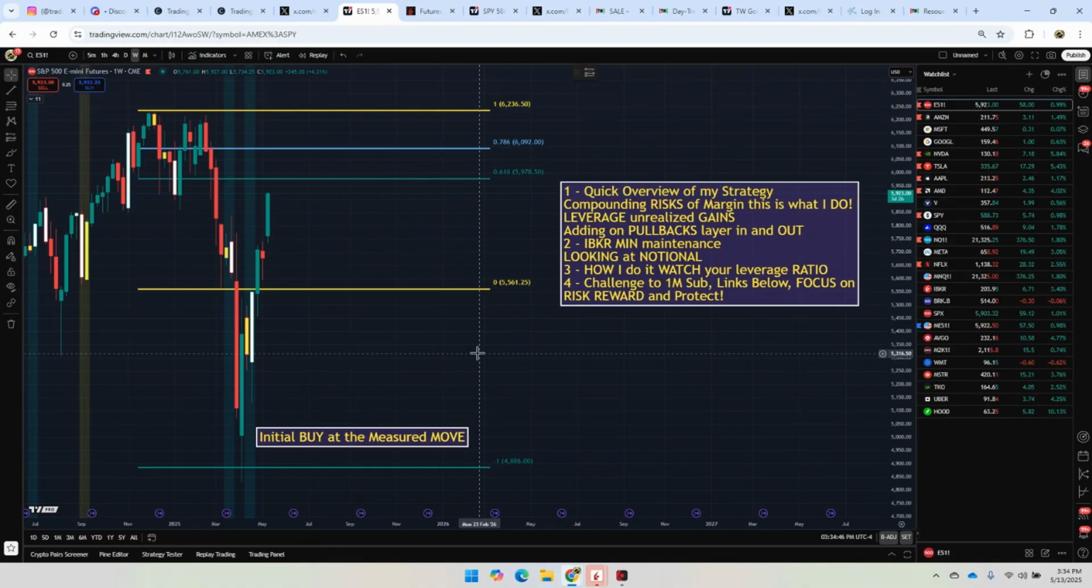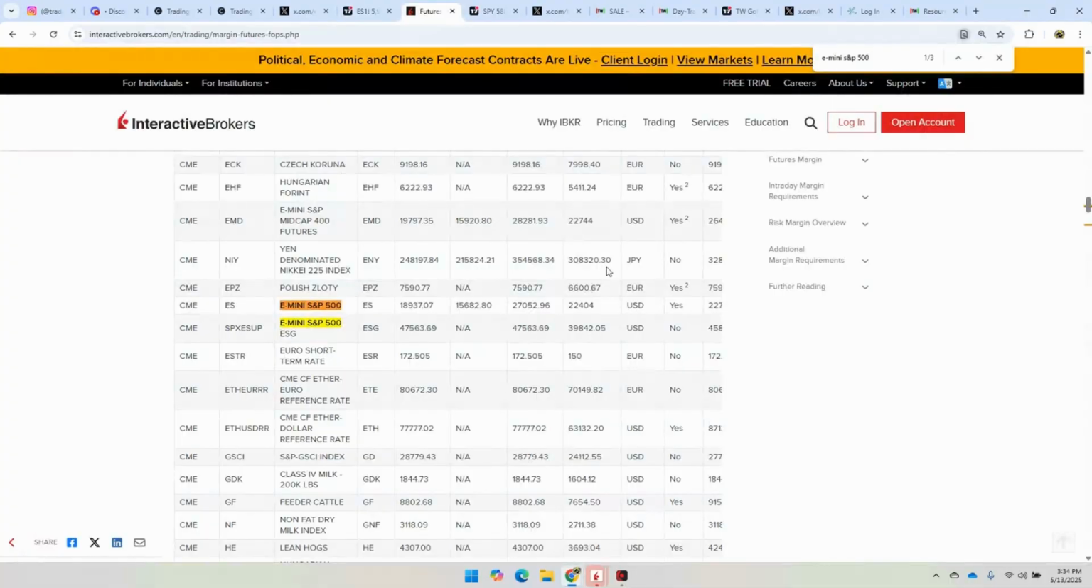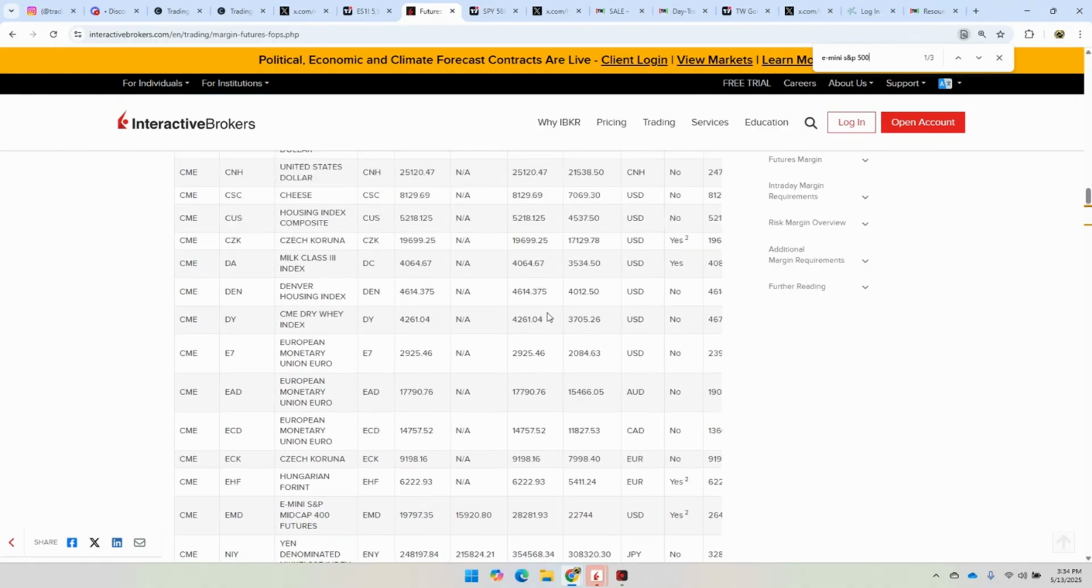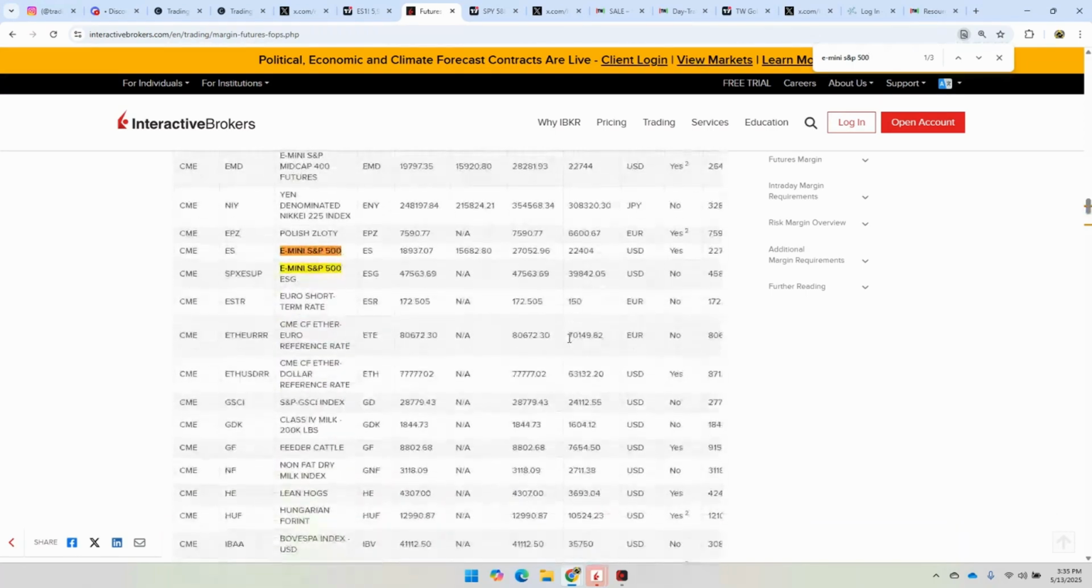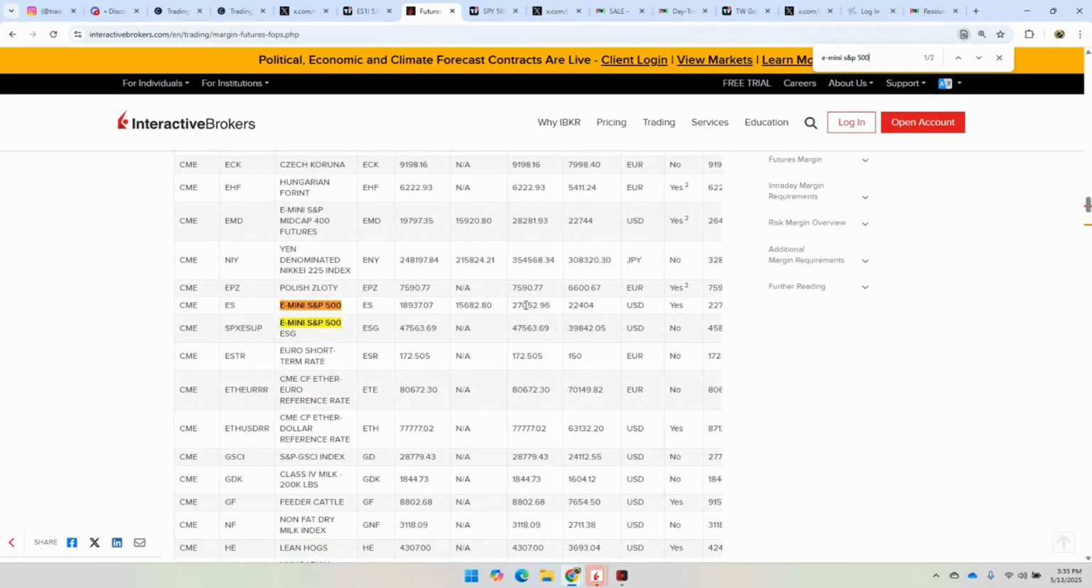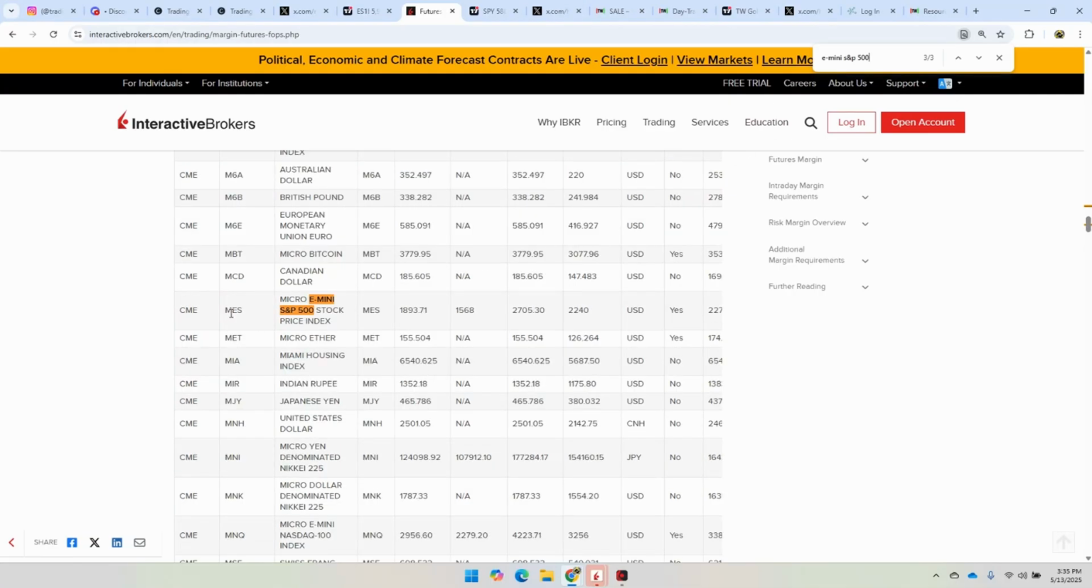So if we look here at this chart, guys, one of the things that you'll be able to do quickly is most people will go to the Interactive Brokers website and you can type in E-mini S&P 500 and then you'll see right here the overnight maintenance. So this is your highest maintenance right here. If you scroll up, overnight initial and overnight maintenance is going to be roughly 27,000. So that's to just take on one ES contract. However, there is also the micro contracts, which I want to show you guys about. If you go to the micro contracts, you'll see it's 1/10 of that. So 2,705, that's overnight. Intraday, the requirement is less.